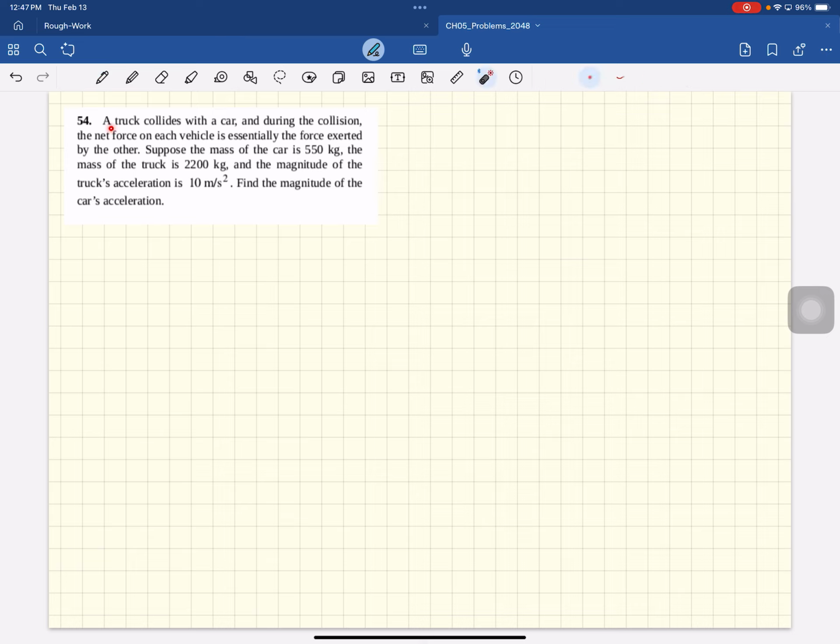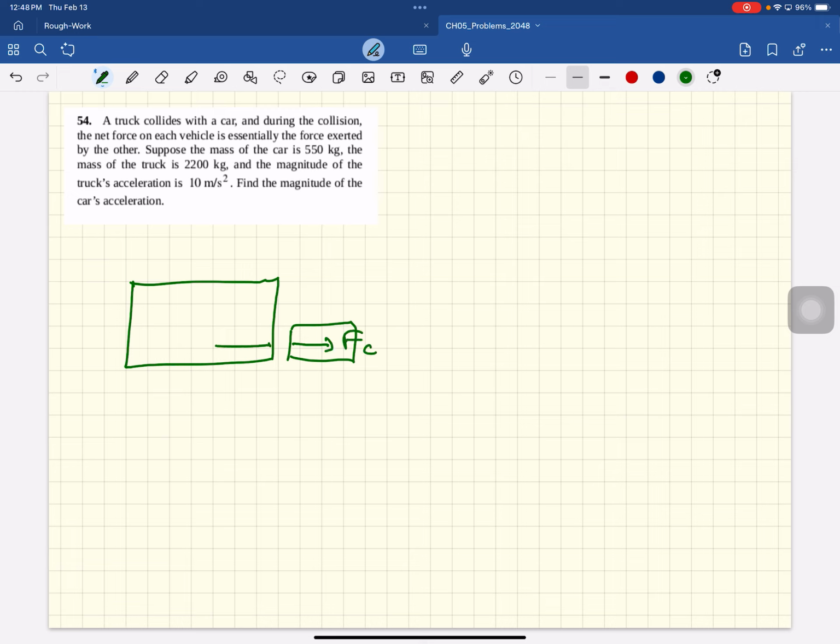Okay, this problem says a truck collides with a car, and during the collision, the net force on each vehicle is essentially the force exerted by the other. So here's a truck colliding with a car. The force that the truck exerts on the car is that, force on the car, and there is the force on the truck. Now, Mr. Newton tells us that action and reaction are equal and opposite. The magnitudes of the forces are the same.